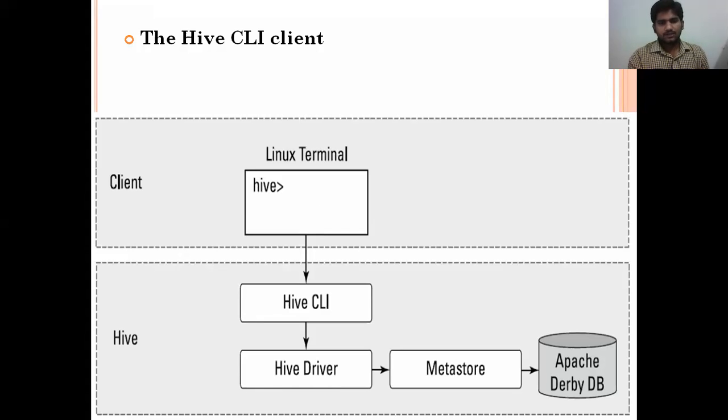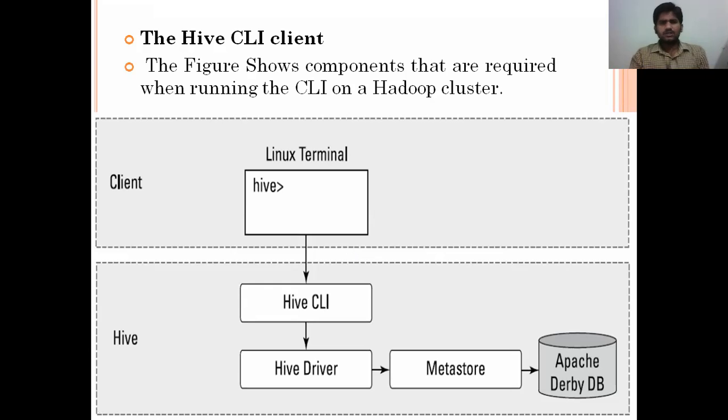So the client is going to run here. Then it is transferred to the Hive CLI command line compiler, then transferred to the driver and the metastore, where it is checked. Then the data is shown on the interface. The figure shows the components required when running the CLI on the Hadoop cluster. How are we going to run on this Hadoop cluster? We are going to see one command.